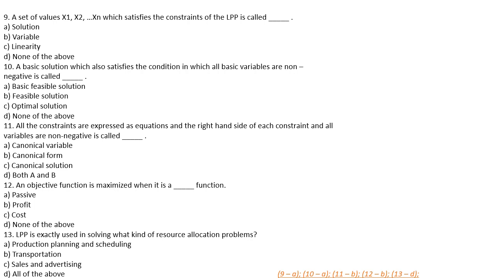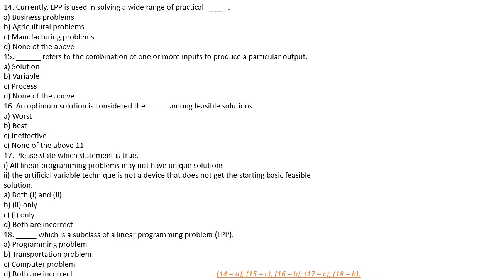13. LPP is exactly used in solving what kind of resource allocation problem? Product planning and scheduling, transportation, sales and advertising, all of the above. Correct answer, all of the above. Currently, LPP is used in solving a wide range of practical business problems, agriculture problems, manufacturing problems, none of the above. Correct answer option A, business problems.